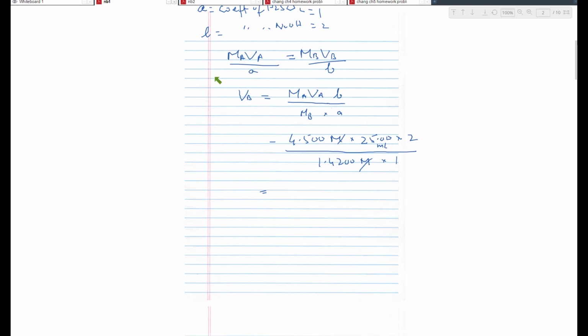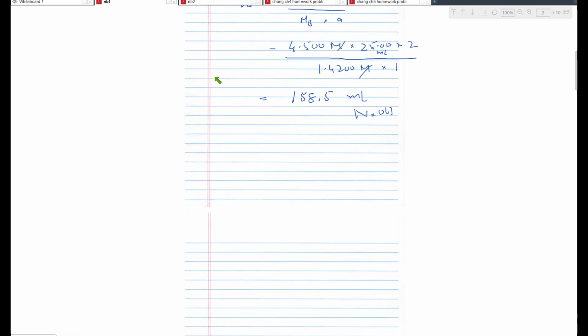I'm getting, for 4 sig figs, 158.5 mL, and that's rounded. The 4 is rounded to a 5. 158.5 mL of sulfuric acid. I'm sorry, no, my apologies. Base, sorry, NaOH. So this is the volume of base, NaOH. Okay, that's the answer: 158.5. Is it clear? Yes.